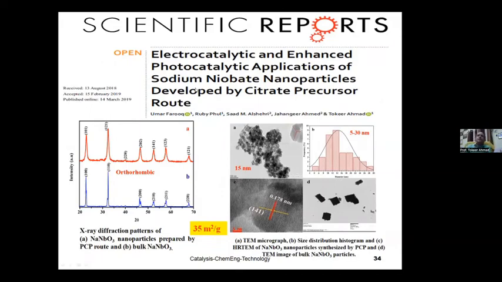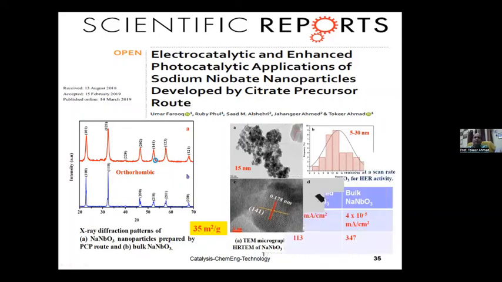This is the sodium niobate nanoparticle that we have prepared by the polymeric precursor method. And here you could see the X-ray diffraction pattern of the nanocrystalline phase and the bulk phase to compare with. And these are the TEM images which give the average size of 15 nanometer, and the HR image gives the lattice fringe spacing of 0.178 nanometer, which corresponds to the 141 crystal plane of NaNbO3.